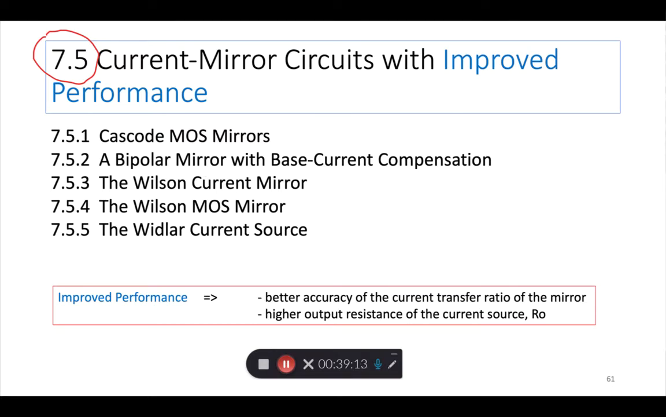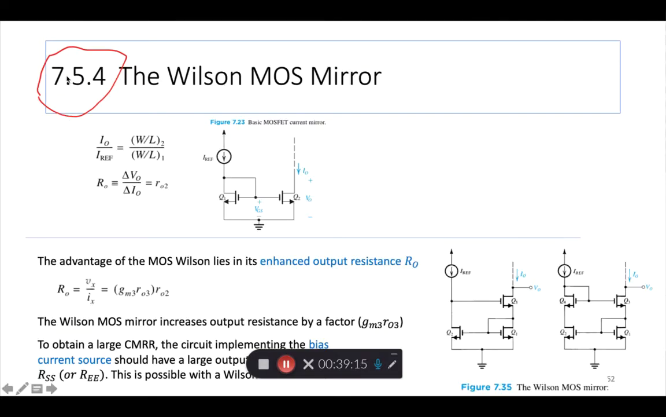But one slide here is important, which is 7.5.4, which is something called the Wilson mirror, the Wilson MOS mirror. So let me quickly do that one thing here, and then we'll finish this chapter by looking at the BJT version of the same thing. So this is a basic MOSFET current mirror, right? You know this.